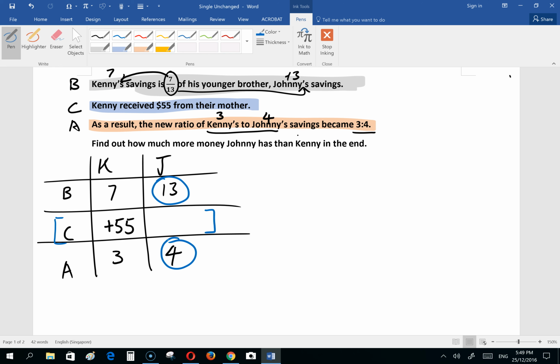We do this by multiplying them to the lowest common multiple. To do this, we will multiply the before row by 4, then we will multiply the after row by 13. So 13 times 4 gives us 52. 4 times 13 gives us 52. 7 times 4 will give us 28. 3 times 13 will give us 39.